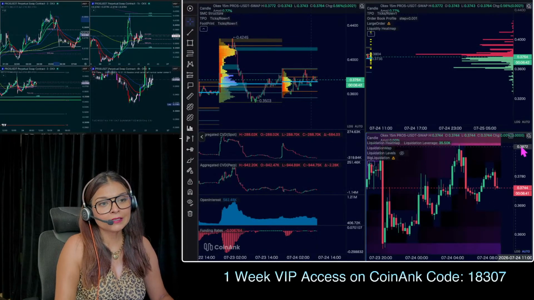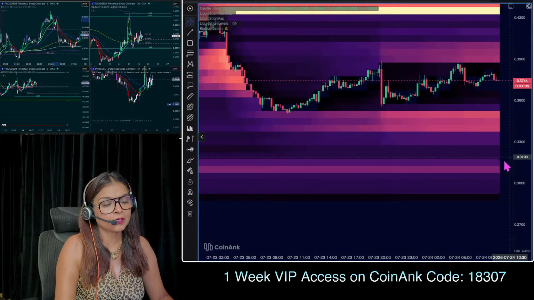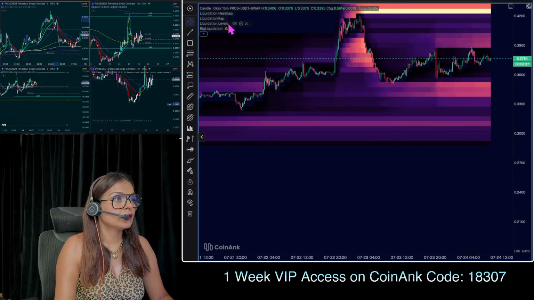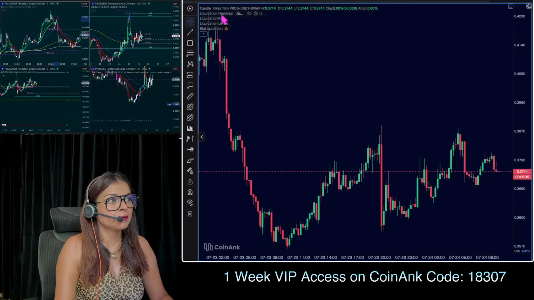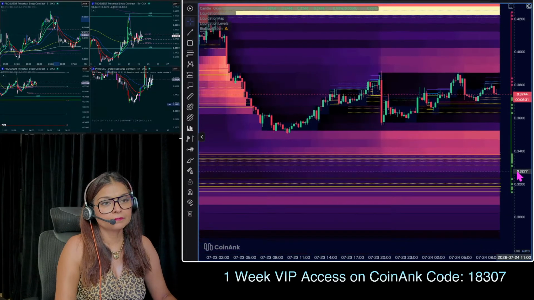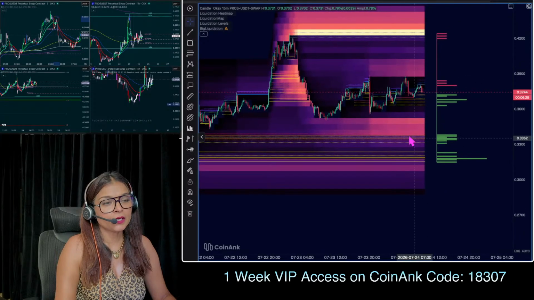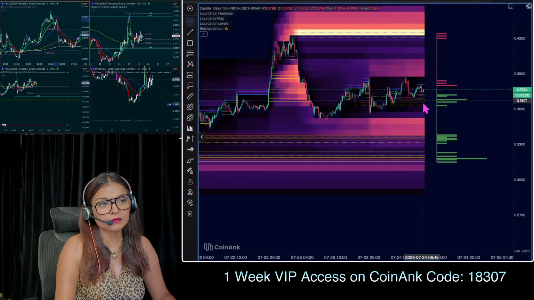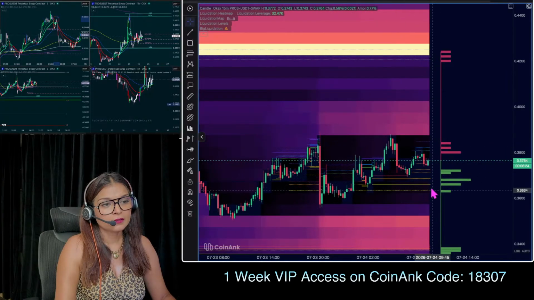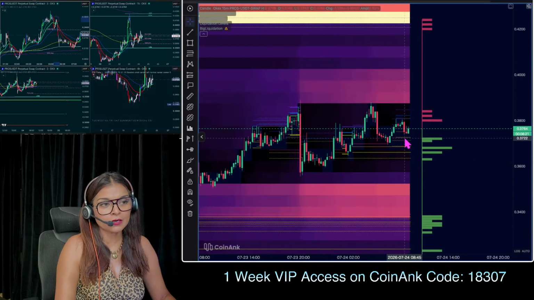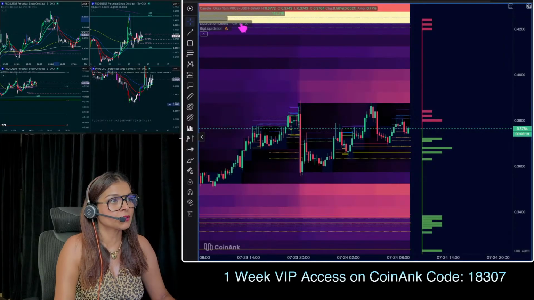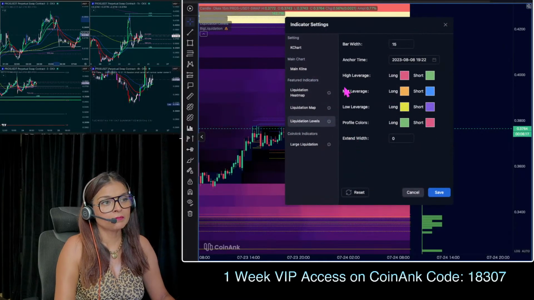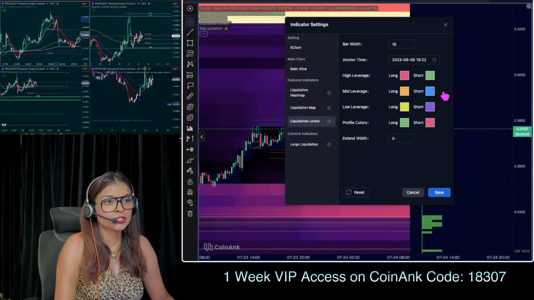Next, we're going to go through the liquidation heat map, and everybody knows what that is. Here you have your liquidation levels. The darker yellow or orange areas are higher liquidation levels. Red, orange, yellow is high leverage, medium leverage, low leverage, and then you have the profile colors.